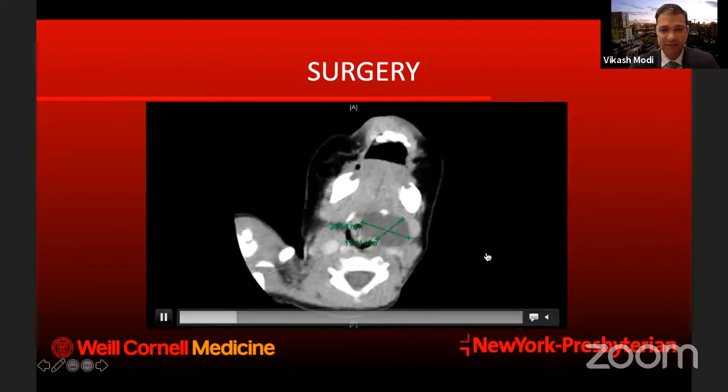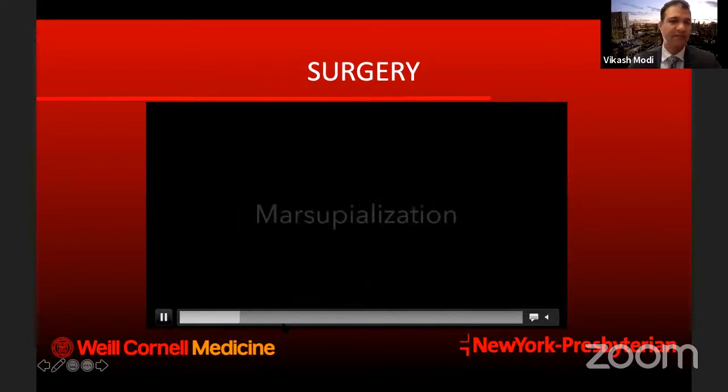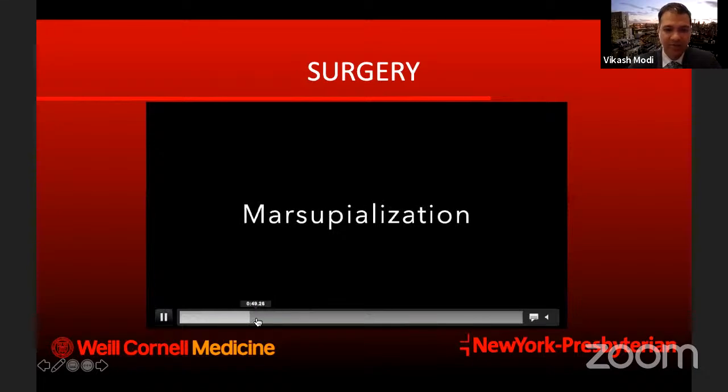You can see here, there's a scan. It is quite large. And you want to get the scan to see, is this internal, is it external, is it both? So this child was very, very young. So I started out with just a marsupialization.